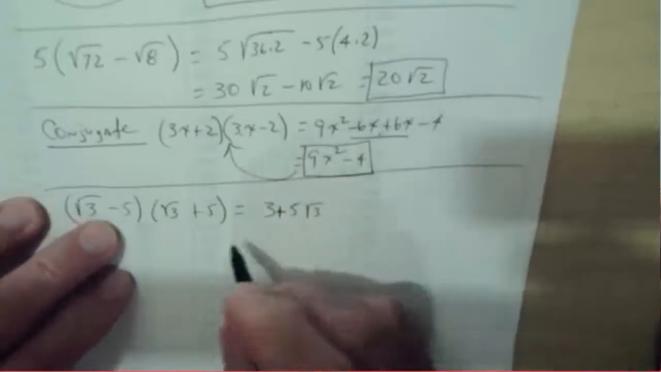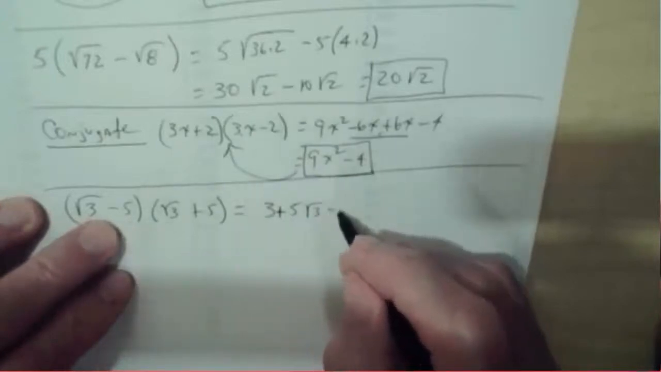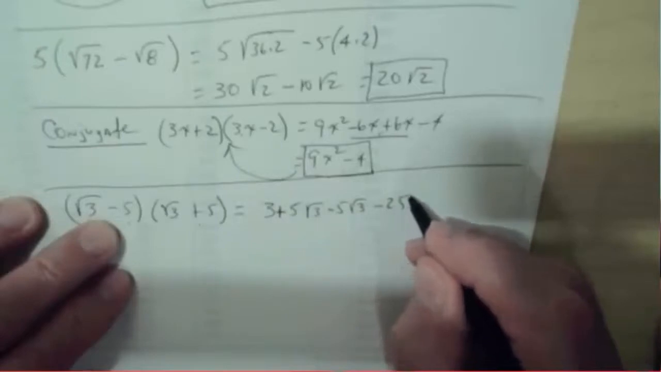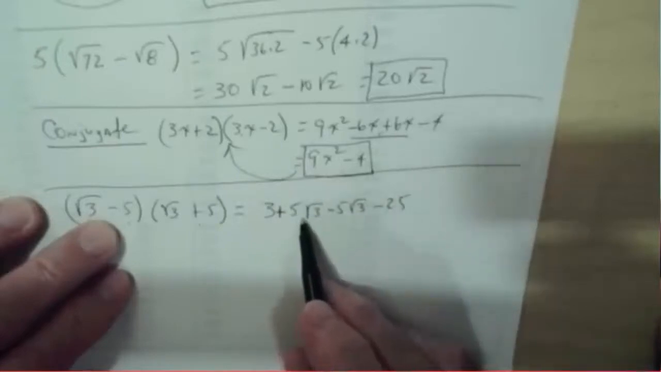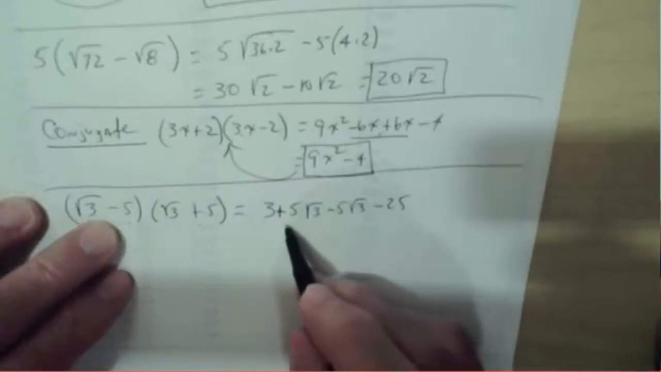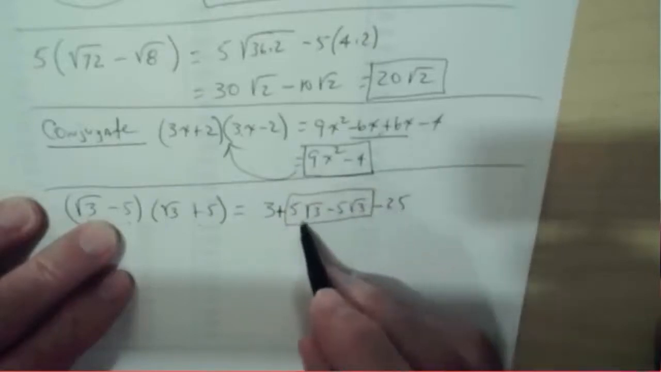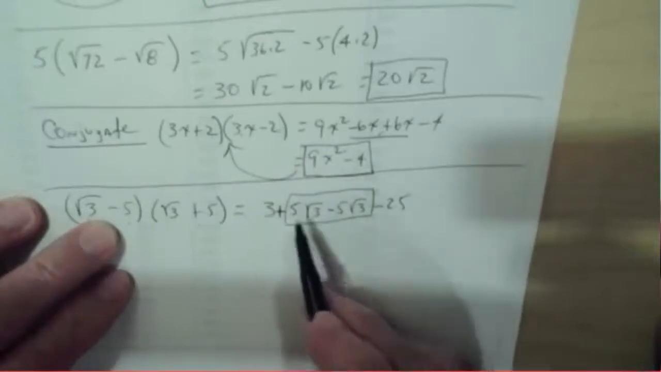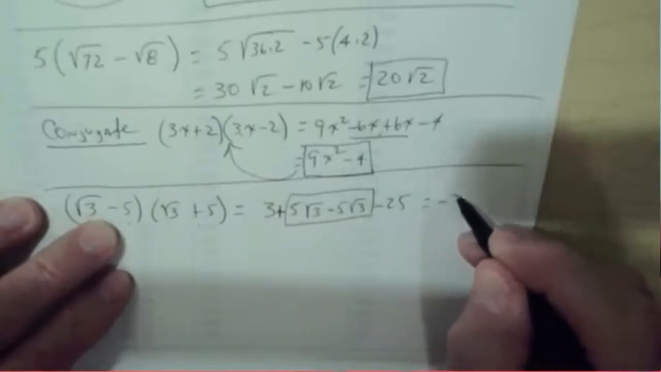Now we do this one. Minus 5 square root 3 minus 25. 5 times the square root of 3 minus 5 times the square root of 3, those get eliminated because they're the same number, just subtracted from each other. So we get 3 minus 25 is negative 22.